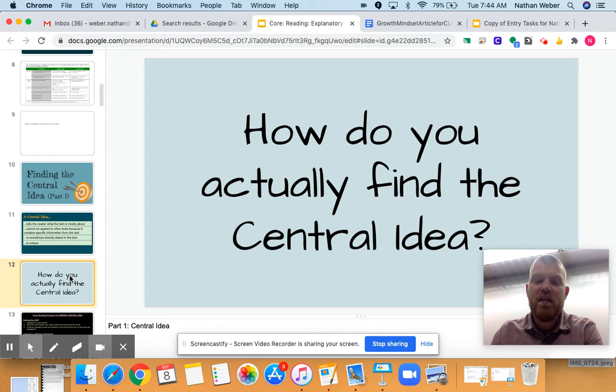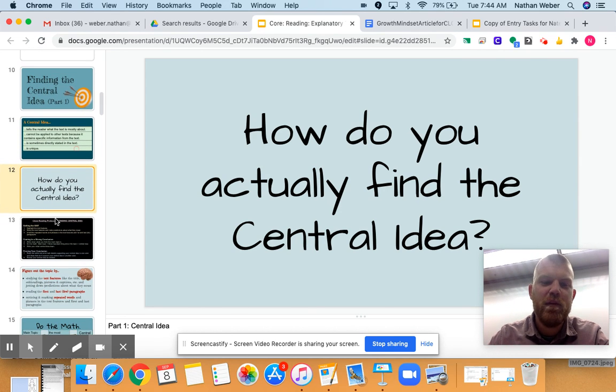Well, how do you actually find the central idea? Here we go. Here's how you find the central idea. And we're going to go over this multiple times, okay? So don't feel like this is the be all, end all.